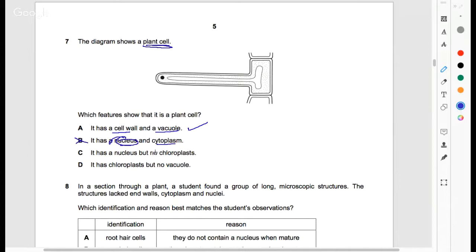It has a nucleus, but no chloroplasts. Again, a nucleus tells us it's a eukaryotic cell, but no chloroplasts means remember, that's an animal cell, so it can't be C. It has a chloroplast but no vacuole. Again, vacuoles tend to be present in all plant cells. The fact it has chloroplasts but no vacuole might mean it's an algae or a photosynthetic bacterium, so that doesn't tell us it's specifically a plant. But this one has key features of a plant cell, which are not present in other organism types. So basically, the answer is A.